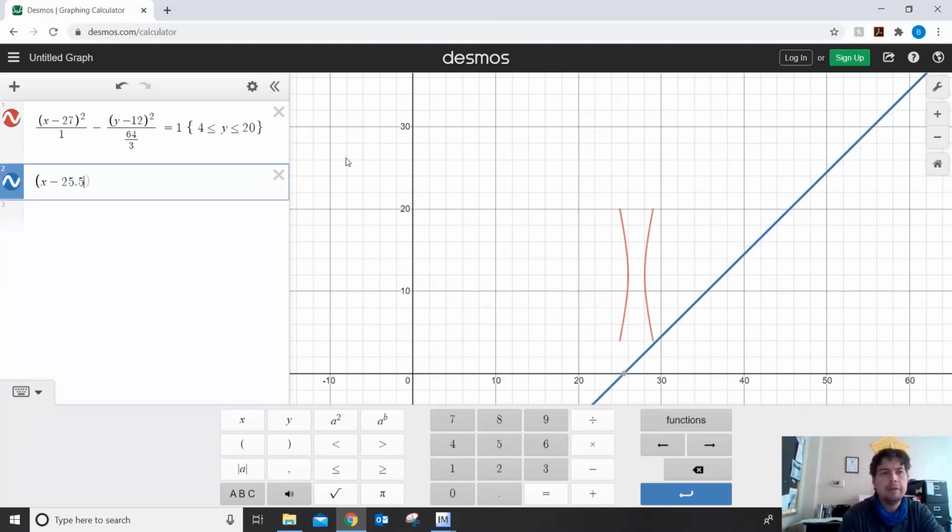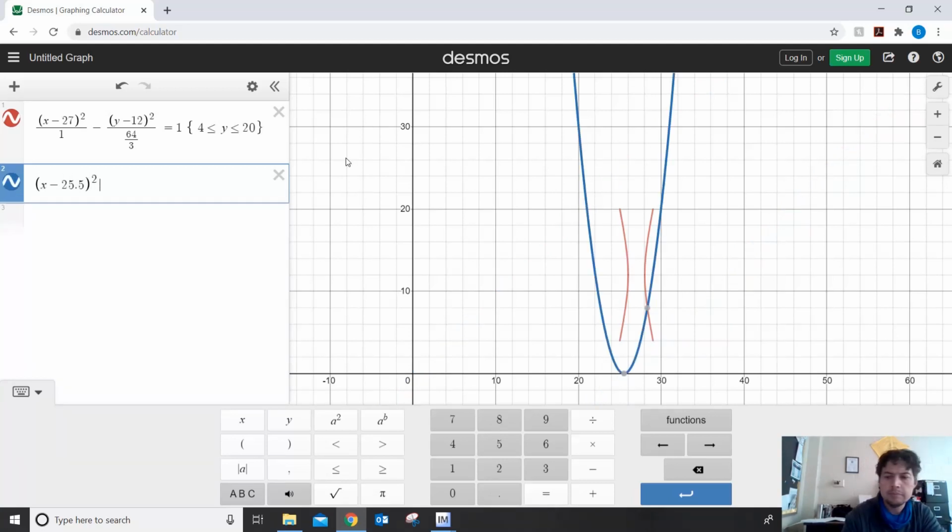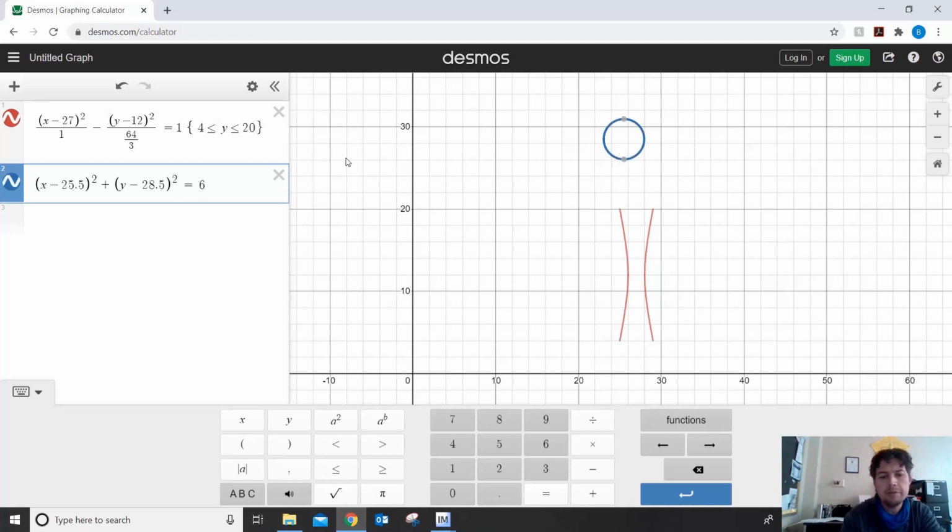X minus 25.5 to the second plus y minus 28.5 to the second. And that's equal to that 2.5 squared, which is 6.25 when you do the math. Now remember I was talking about only keeping part of the circle. That's all I really want is part of the circle.